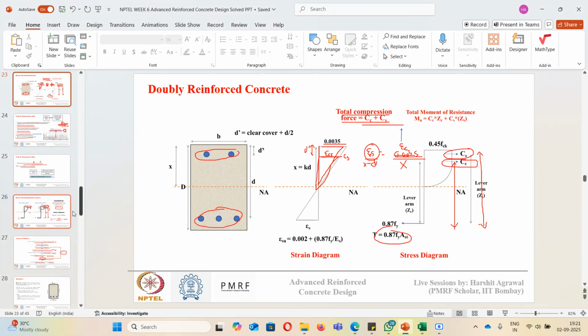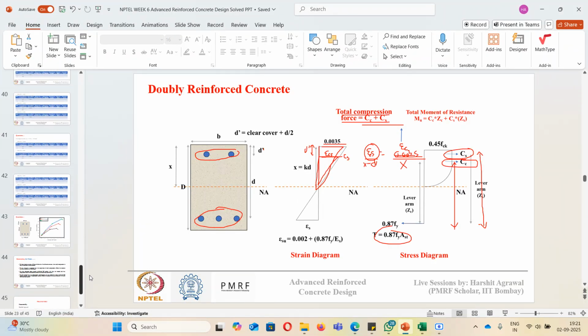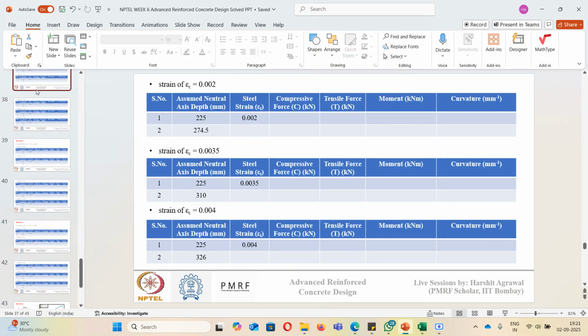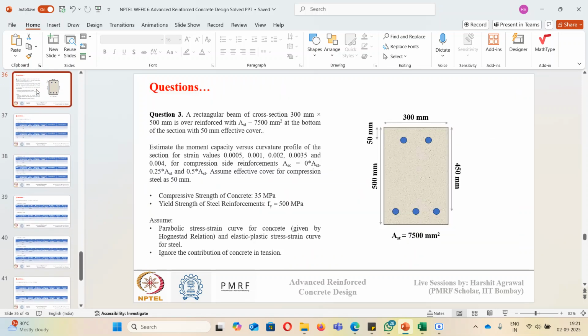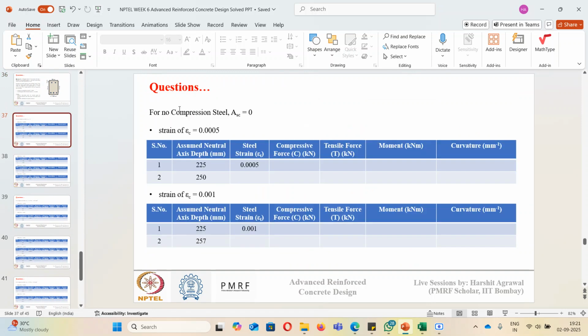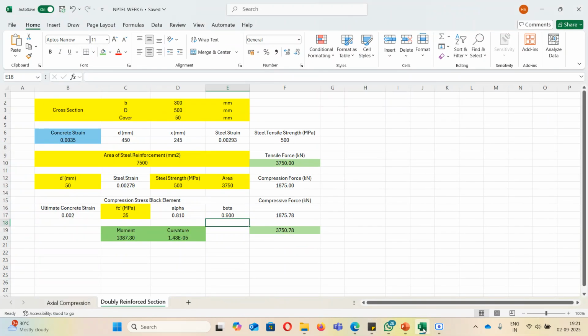Okay, if there is no doubt, let's see one numerical to understand. What is the effect of compression reinforcement? In this numerical, first is when there is no compression steel, then what is happening? So I'll just set the conditions here. Compression steel area, I will take it as 0. So you will see this effect of compression force, it is 0 right now.